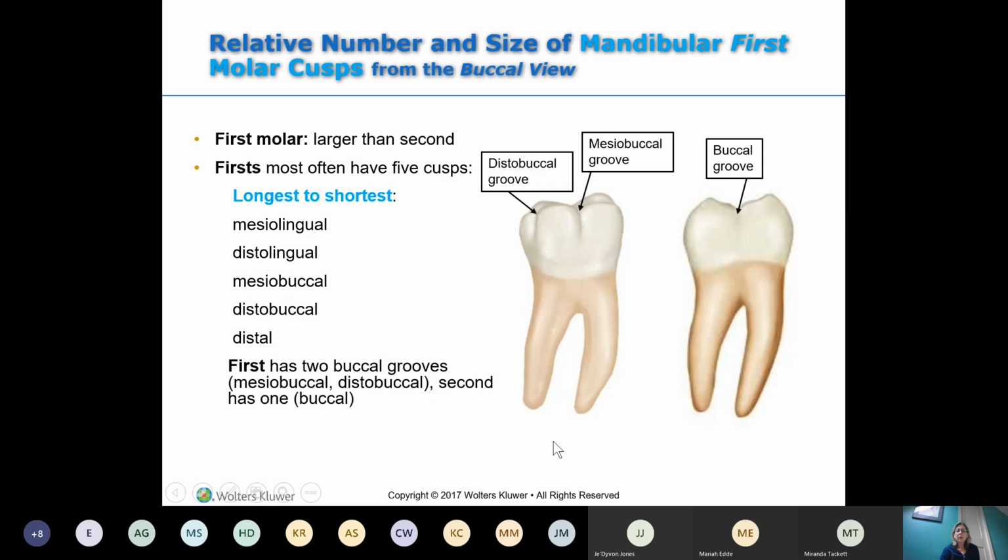So the first molar on the mandibular is larger than the second. So it most often has five cusps. You have your cusps from longest to shortest. Your mesial cusps are longer than your distal cusps, and your lingual cusps are longer than your buccal cusps. So your mesial lingual is the longest, then the distal lingual, then the mesial buccal, the distal buccal, and then that little distal one.